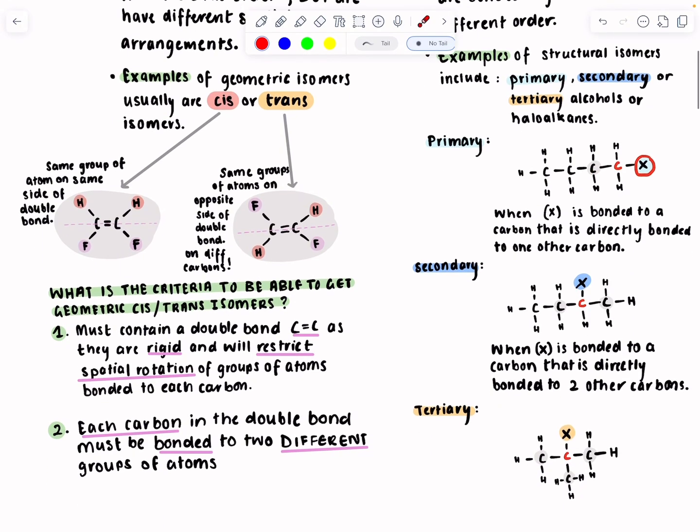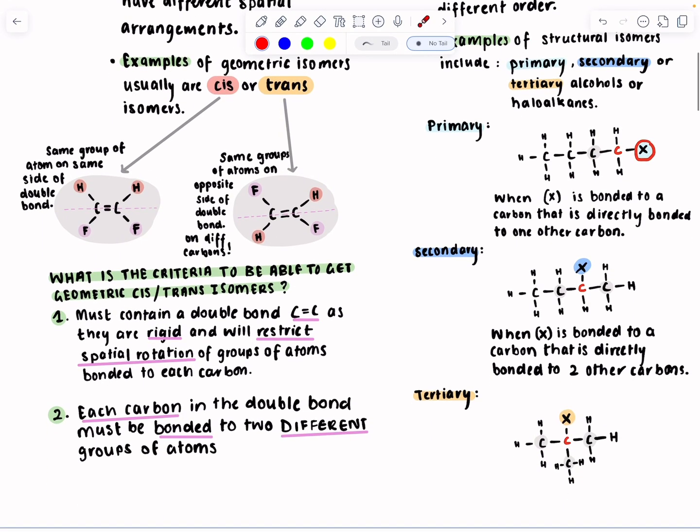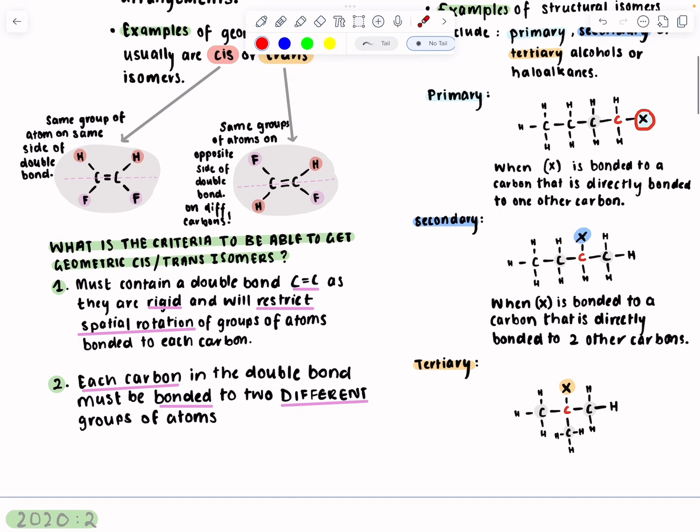A secondary isomer would be when this functional group is bonded to a carbon that is directly bonded to 2 other carbons. So it's all to do with what this carbon that is bonded to the functional group is bonded to. A tertiary isomer, as you may have got the gist of it now, is when this functional group is bonded to a carbon that is not bonded to 1 or 2, it's bonded to 3 carbons directly. So it's all about this carbon and how many carbons it is bonded to.